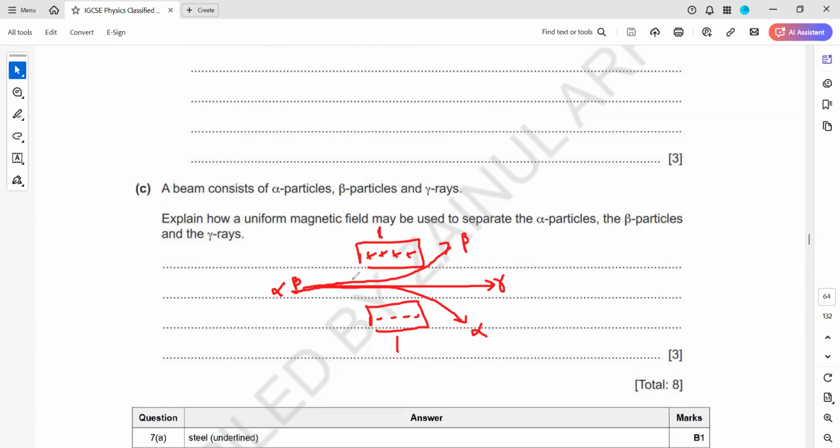I showed here that it starts to deflect from the beginning. No, in the electric field, there is no hand rule.